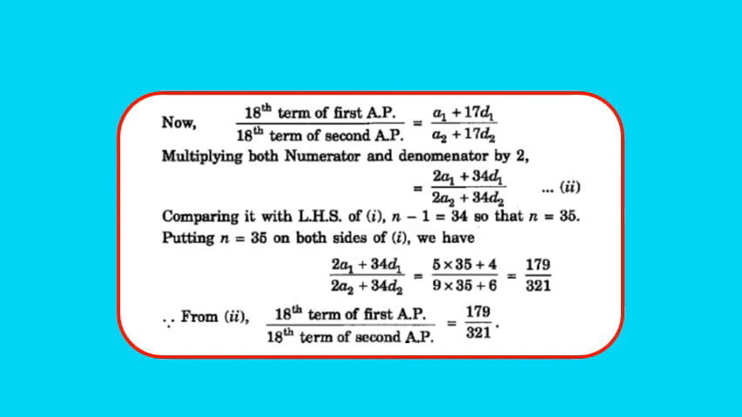So putting n equals 35 on both sides of equation 1, we get 2a1 plus 34 d1 upon 2a2 plus 34 d2 equals to 5 into 35 plus 4 upon 9 into 35 plus 6 equals to 179 upon 321. So we get the 18th term of the first AP upon 18th term of the second AP equals to 179 upon 321. Clear? So pause and note down the solution.